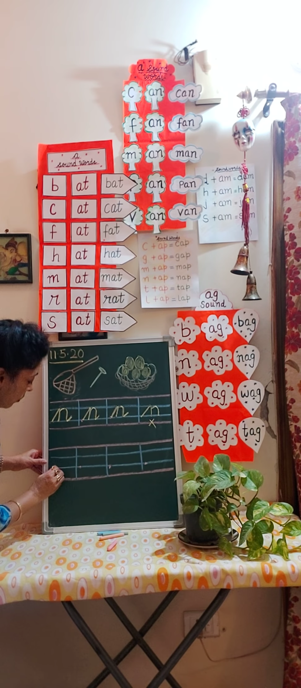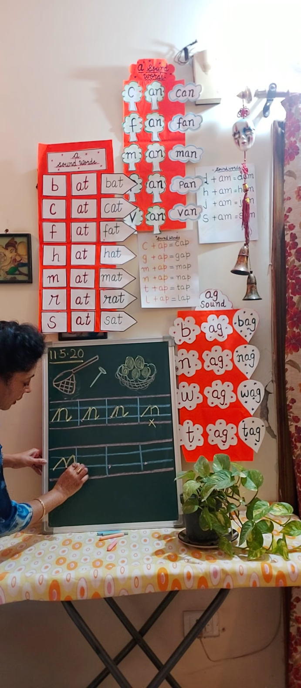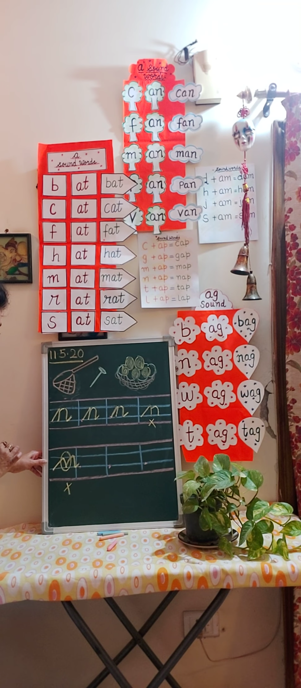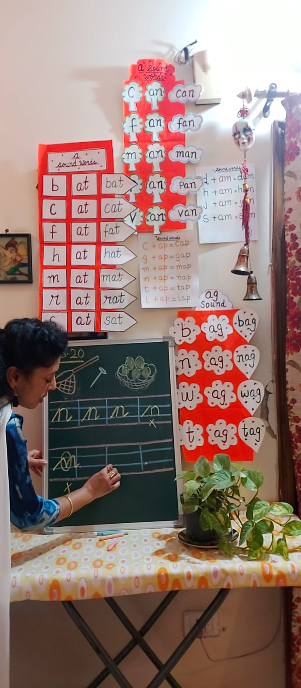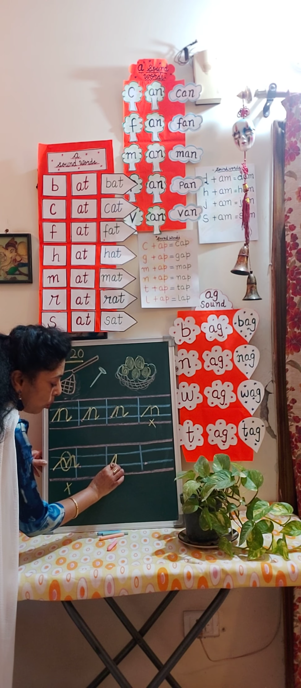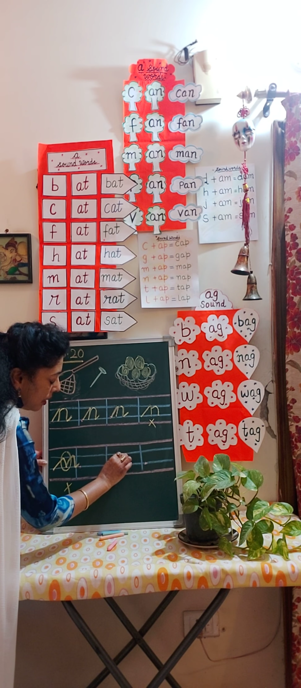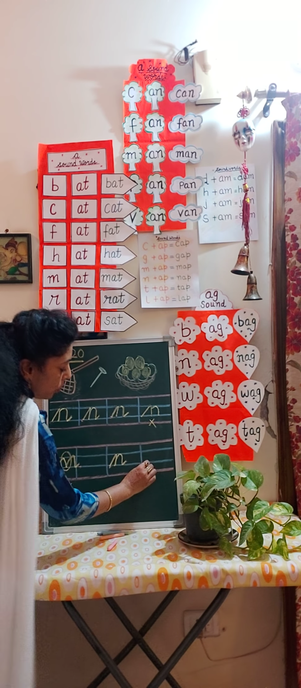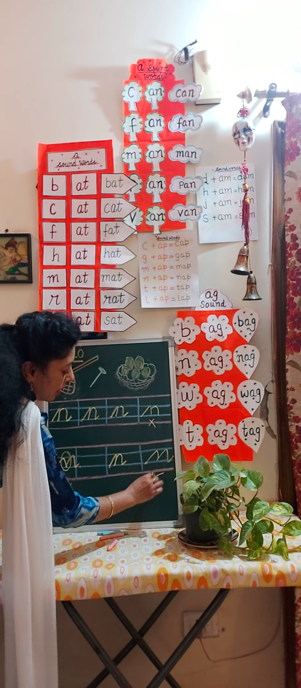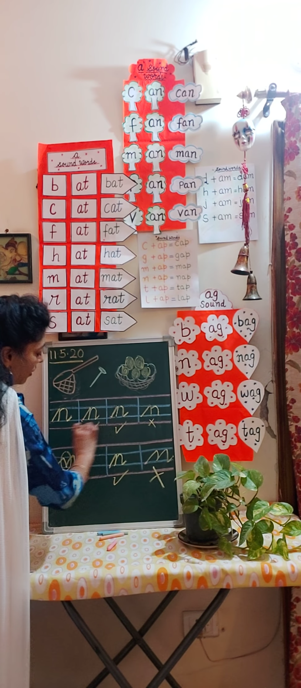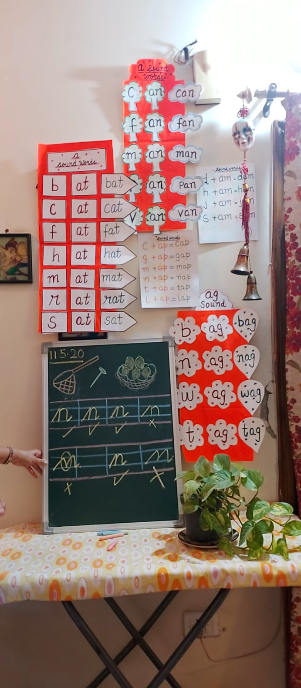Some of you are going to write like this way. No, this is wrong. You are not going to make 2 lines. You have to start, and when you are coming down, you have to go up with the same line and then turn and tick. It should not be like this. This is a wrong formation. This N is the right formation.